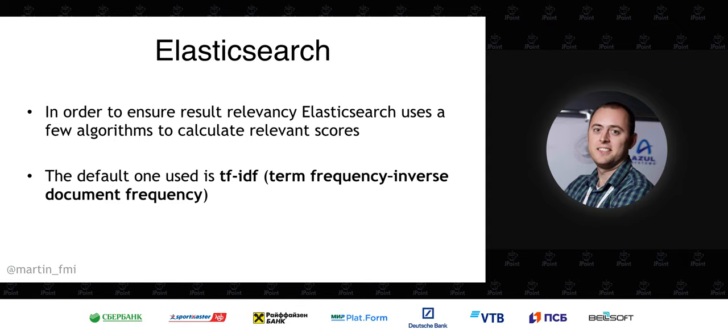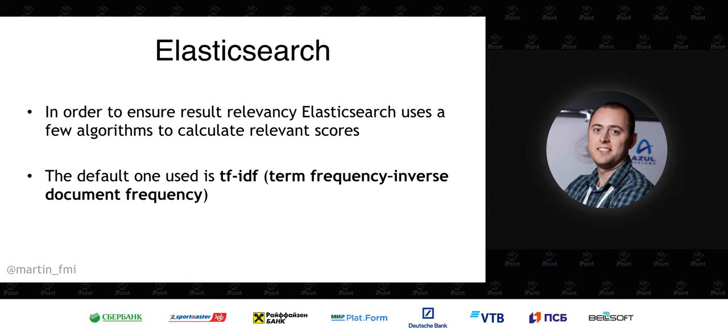In order to ensure score relevance, Elasticsearch uses several algorithms to calculate relevance score. By default, the algorithm that Elasticsearch uses is called TF-IDF, or Term Frequency Inverse Document Frequency. It is based on two main factors that calculate relevance for search terms. The first factor is how many times does this search term occur in the document which we index? And the second factor is how many times does this search term occur across all documents that are currently indexed in our Elasticsearch index.